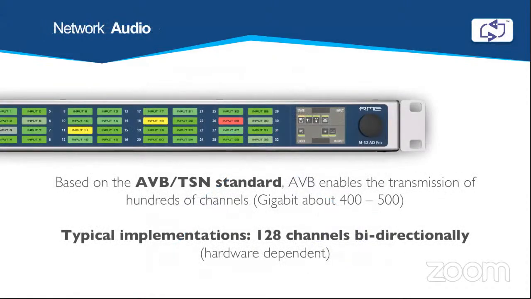Now, AVB is a time sensitive network. You can get hundreds of channels in an AVB network. Typical implementations of AVB, and there's no hard and fast rule here, so that's why I say typical, and it's very hardware dependent on what hardware we're talking about. But typical implementations that you're going to find out there are usually 128 channels of bidirectional audio.